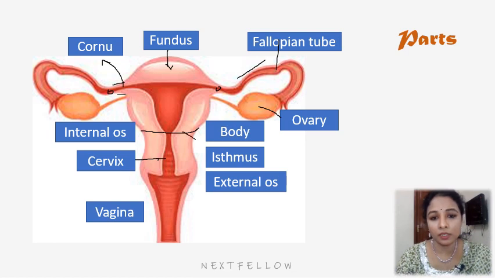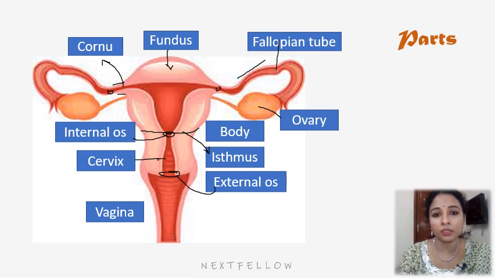So this constricted part is the isthmus, and if you see the cervix, the opening of the cervix into the body, this opening is the internal os of the cervix. This is considered the external os of the cervix. So this is the internal os and this is the external os of the cervix.